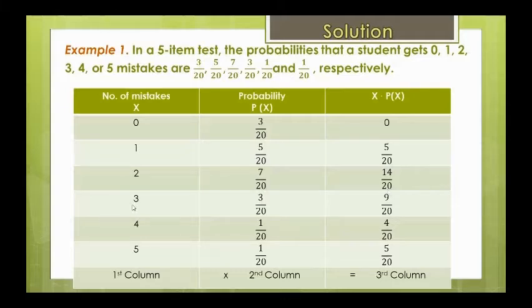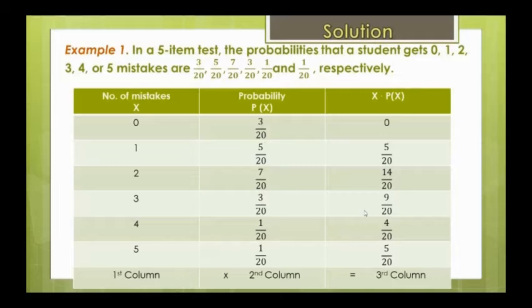And then we have the next entry, which is 3 times 3 over 20. You have 9 over 20. So, 4 times 1 over 20, that is 4 over 20. And 5 times 1 over 20, that is equivalent to 5 over 20. So, take note, pag mag-multiply tayo ng fraction at whole number, i-multiply lang natin yung whole number sa numerator, and then just copy the denominator.